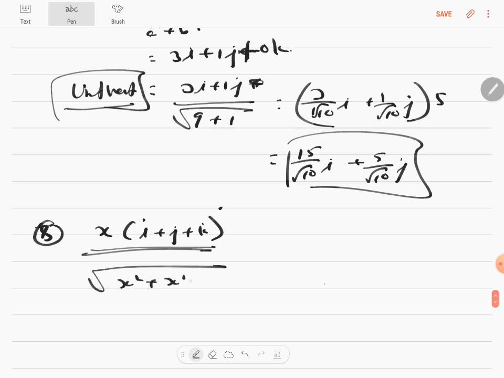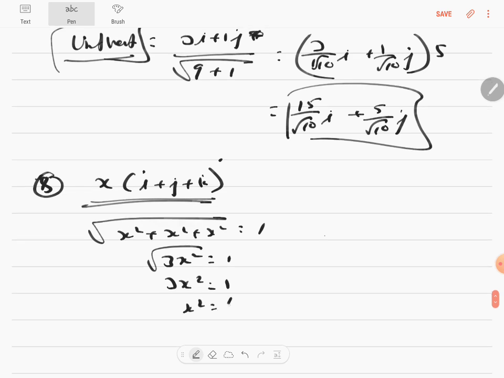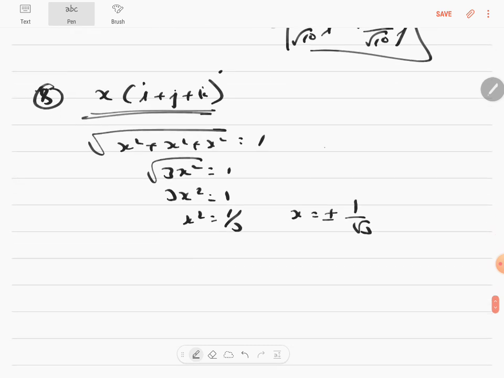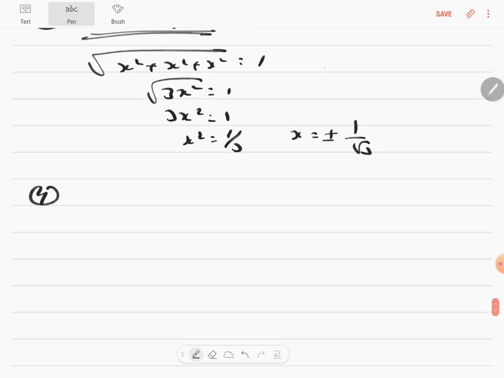Root of x square plus x square plus x square itself is 1. Root of 3x square is equal to 1. 3x square is equal to 1. x square is equal to 1 by 3. So x is equal to plus or minus 1 by root 3. So that's the value of x. So let's go to the next question, which is the fourth question.